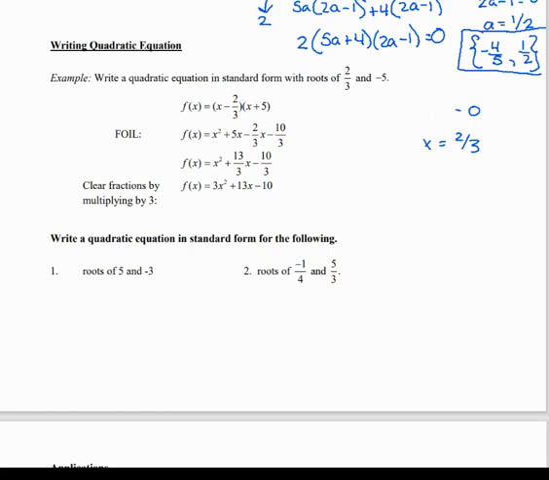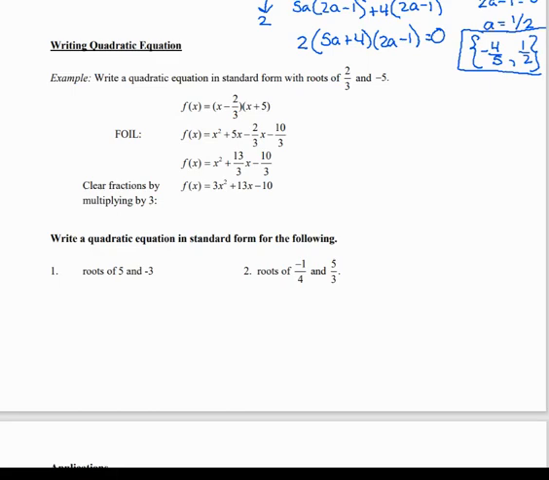To get a negative 5, I would have to have the factor of x plus 5. So one factor will be x minus 2/3 and one will be x plus 5. Now when I'm writing in standard form, that means I need to FOIL this out. So I FOIL out and combine my like terms. Standard form does not want fractions though, so I'm going to clear those fractions by multiplying by 3.